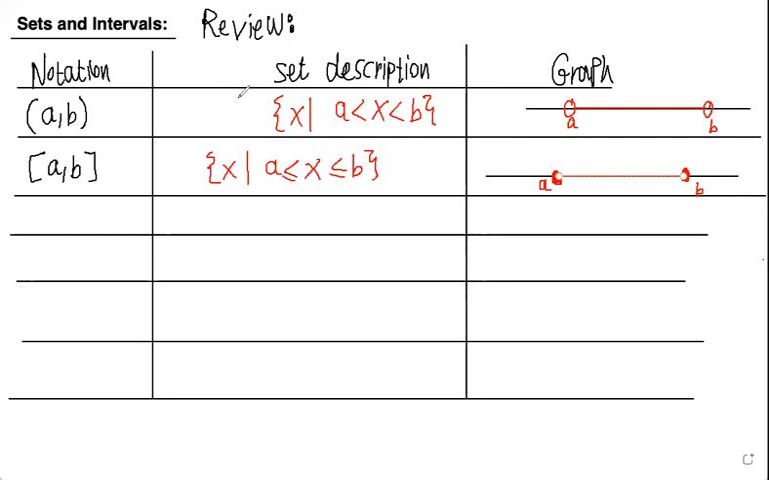The third one is open and closed. Suppose I have a comma b, where at b it is closed and at a it is open. The interval description is x such that x is between a and b, at a not equal but at b equal. The graph has an open circle at a and a closed circle at b, with a line between a and b.